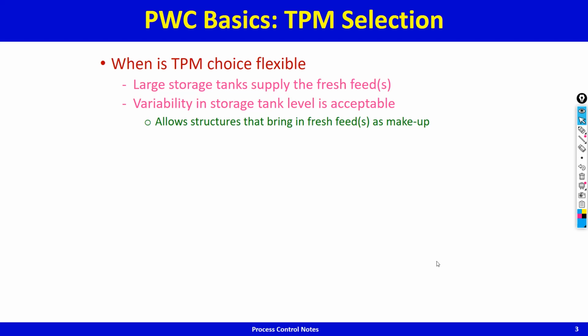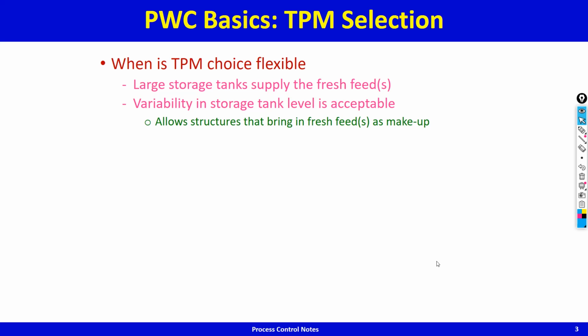So with respect to throughput manipulator selection, what can we say? If the throughput manipulator choice is flexible, and when is it flexible? When you've got these large storage tanks supplying fresh feed into a plant. You can change the feed rate as much as you want, because the storage tank itself is large.